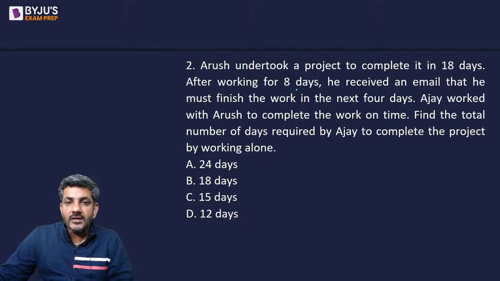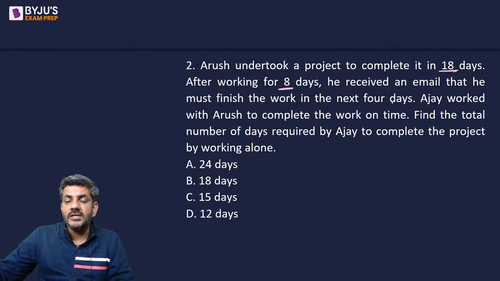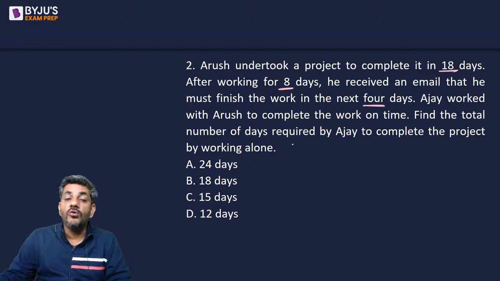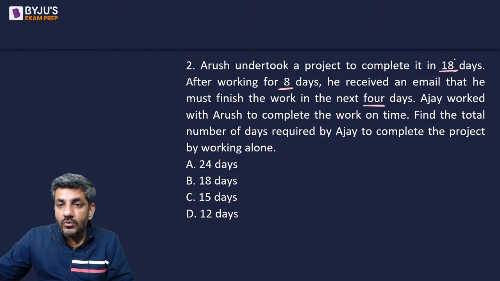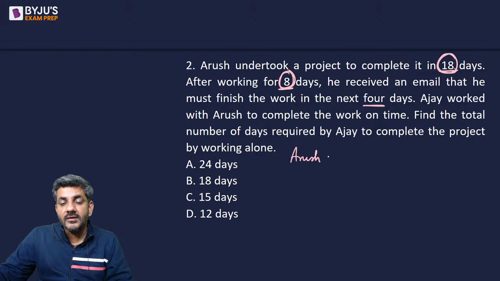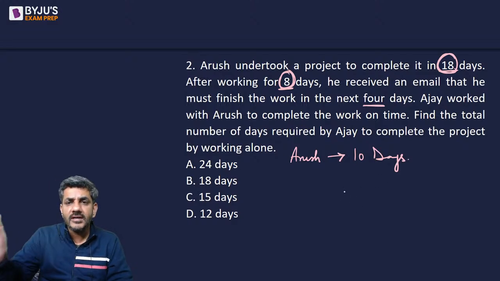It says Arush undertook a project to complete it in 18 days. After working for 8 days, he received an email that the work must be finished in the next 4 days. Ajay worked with Arush to complete the work on time. Find the time taken by Ajay alone to complete the work. See, Arush can complete the work in 18 days and he has already worked for 8 days. So, can I say the remaining work must have been completed by Arush in 10 days? If Arush alone would have done the remaining work, he would have taken 10 days.